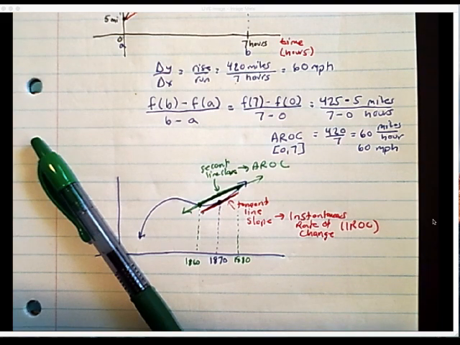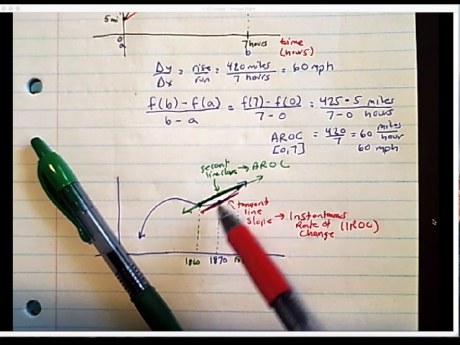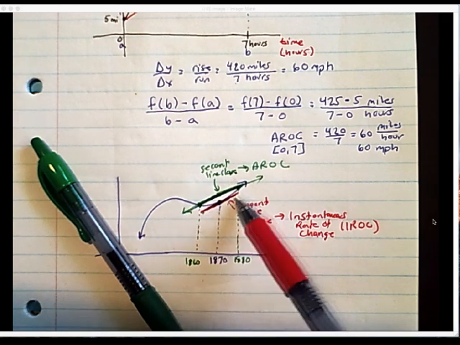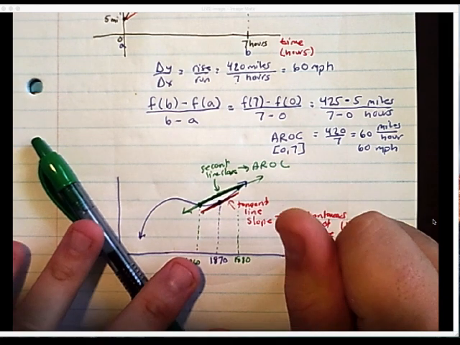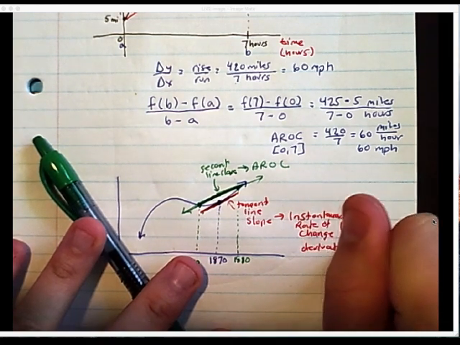Okay. There is no UROC. It's only AROC and IROC. So average rate of change, slope of the secant line, instantaneous rate of change, slope of the tangent line. This has another name. It's called a derivative, and we'll get to that.